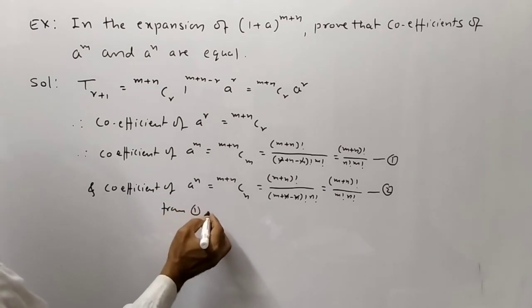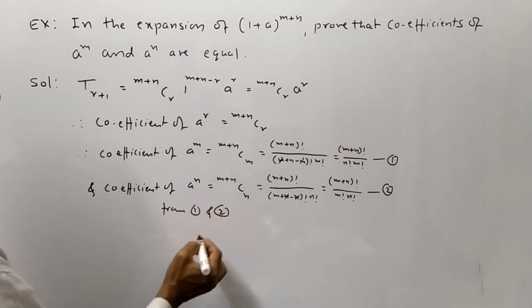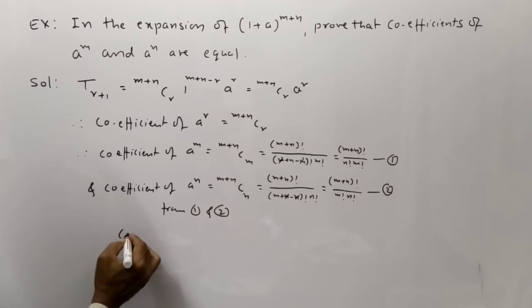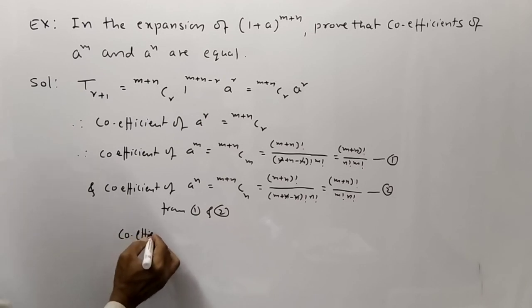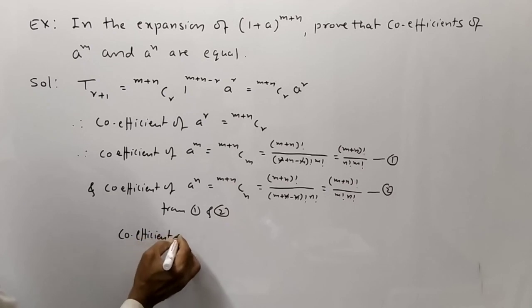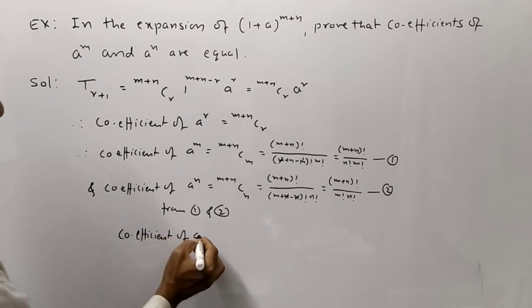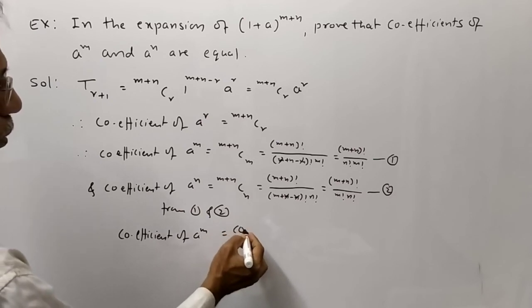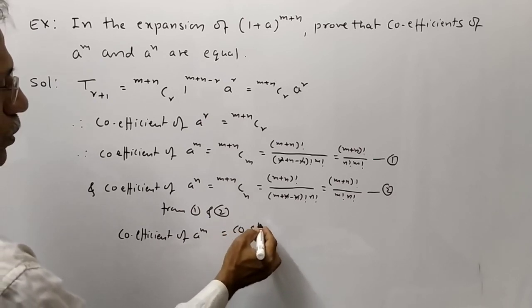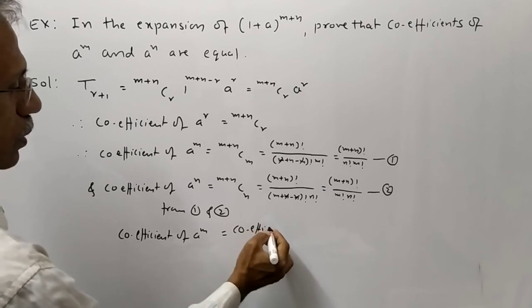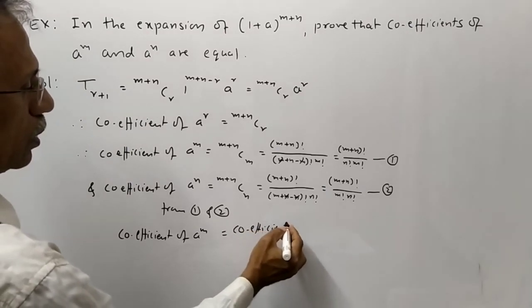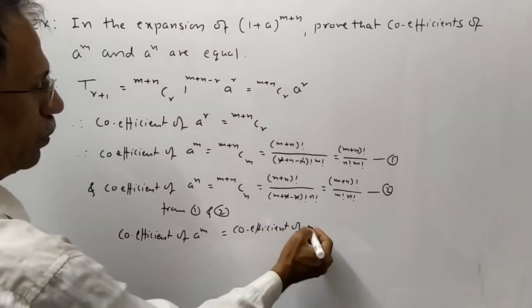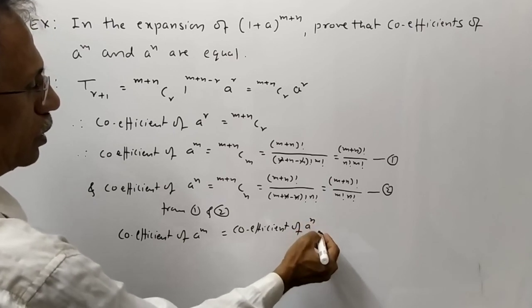From 1 and 2, coefficient of a raised to the power m is equal to coefficient of a raised to the power n.